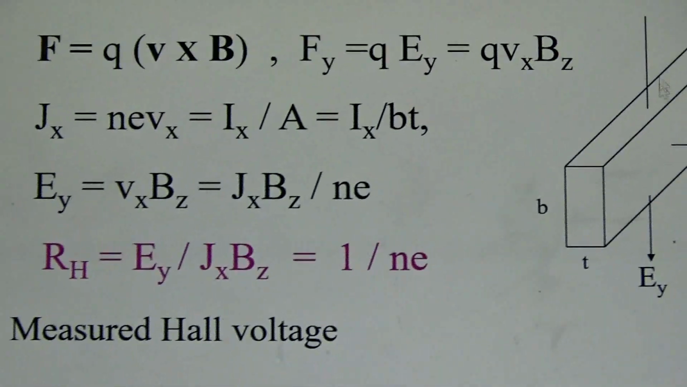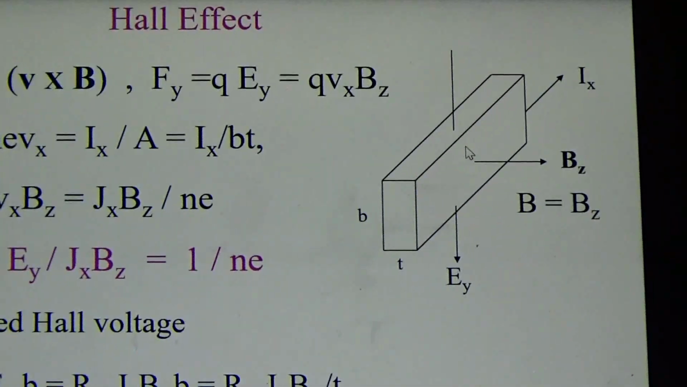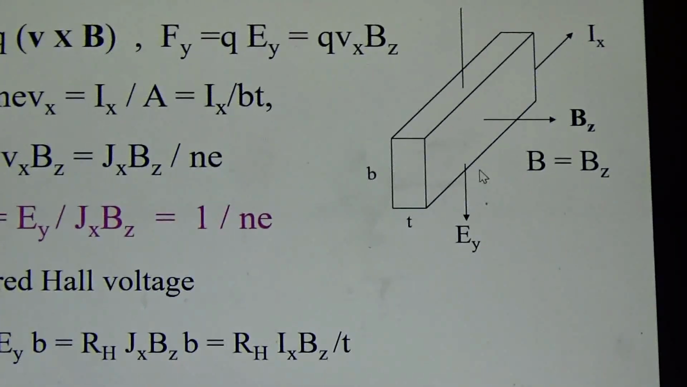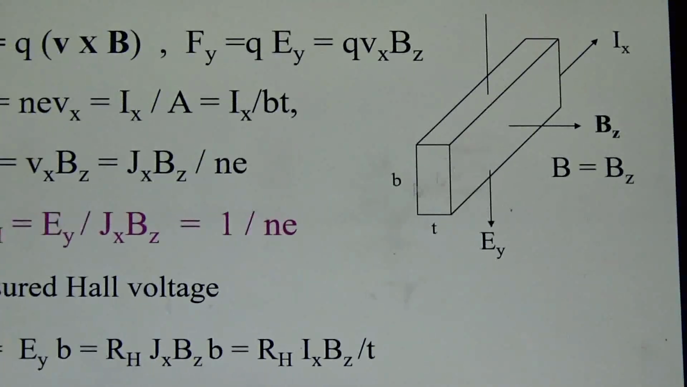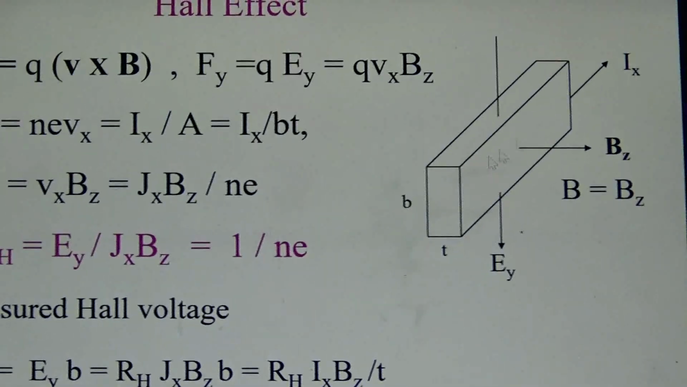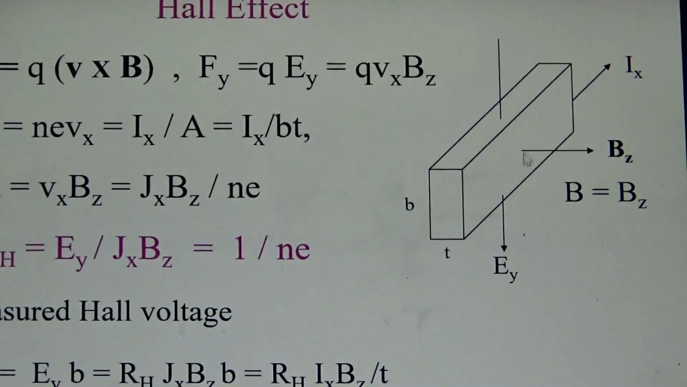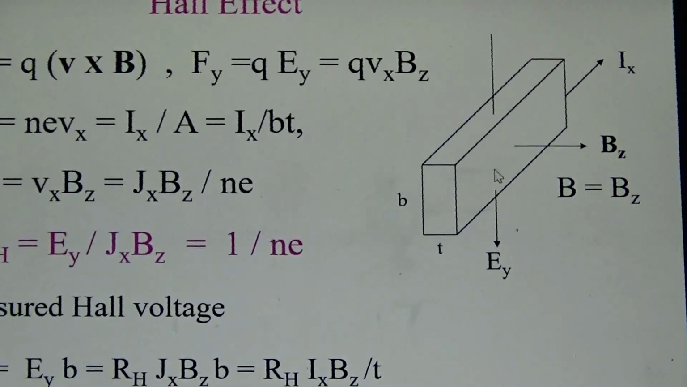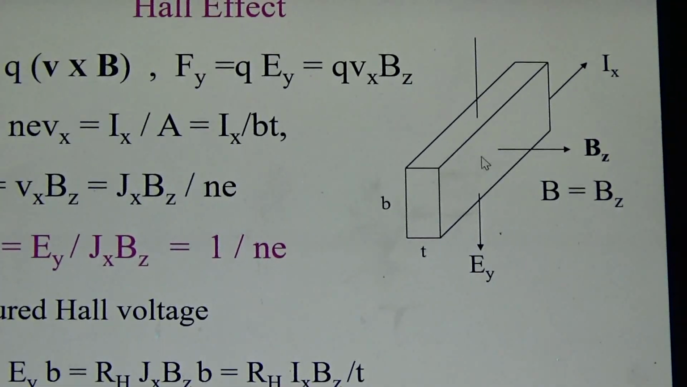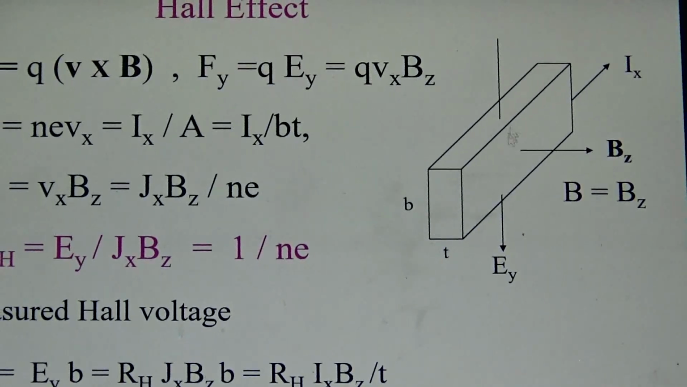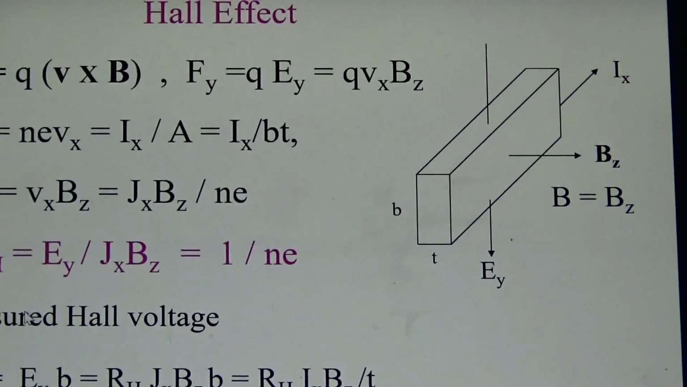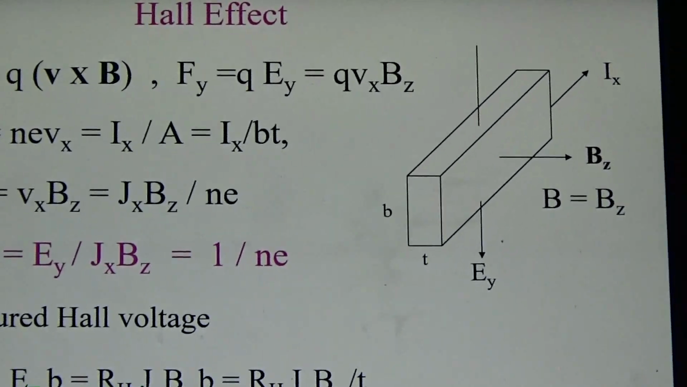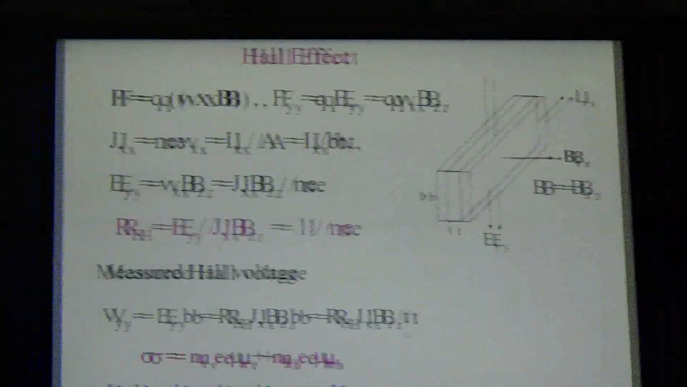Whether the charge carriers will get deflected towards the up direction or the down direction, which again I will discuss in the next slide, determines the polarity of Vy, which in turn determines the nature of the charge carrier. That means whether you have p-type charge carriers or n-type charge carriers. So the measured Hall voltage, as you can see, is nothing but RH Ix Bz by t.